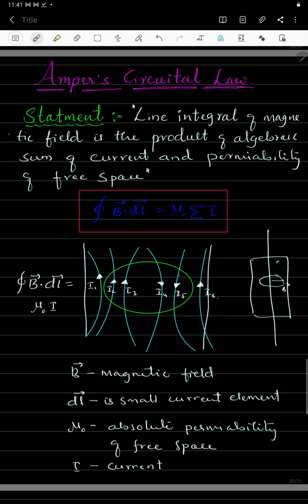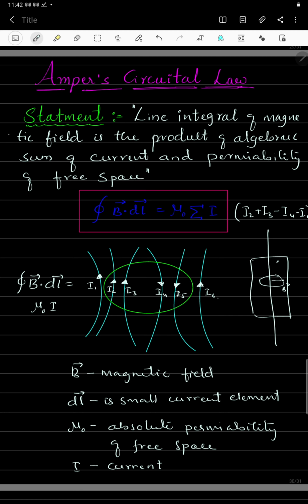In this closed surface, the currents I2, I3, I4, I5 are flowing, but the currents are in different directions. So how will you calculate that? This is the summation: we take I2 plus I3 and minus I4 and minus I5. This gives the current which is flowing through that conductor.